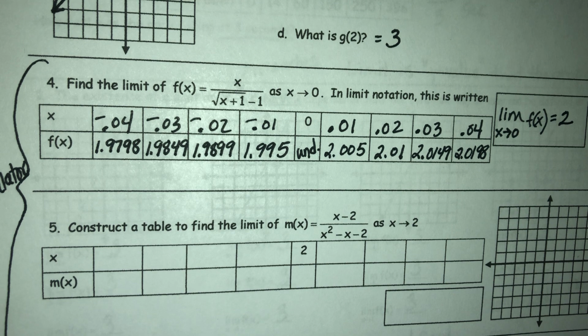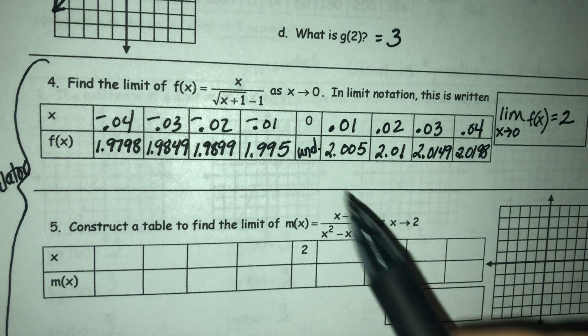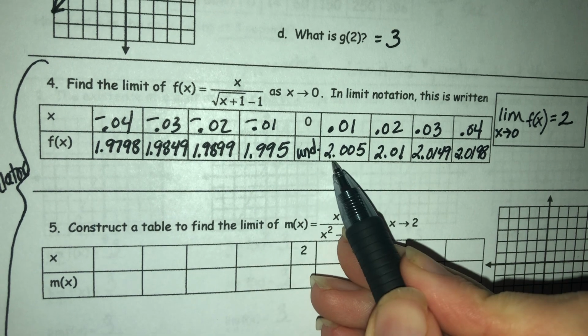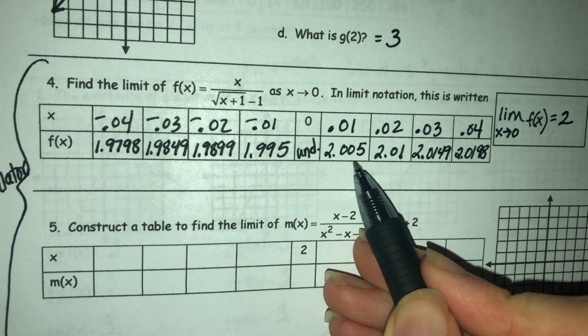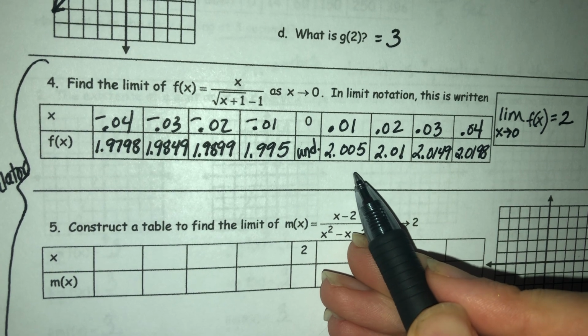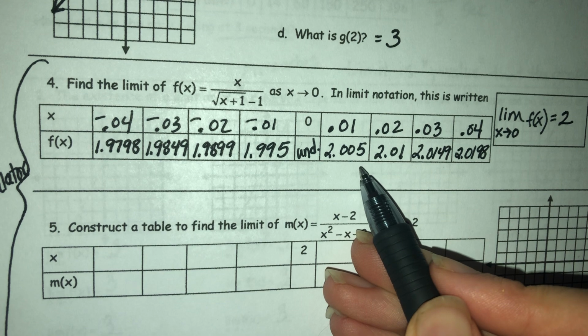Now, let's say you thought, Mrs. Heiss, I'm not so sure. I know this looks really close to 2, and I know this looks really close to 2, but how do I know it's not going to 2.001 or something like that?